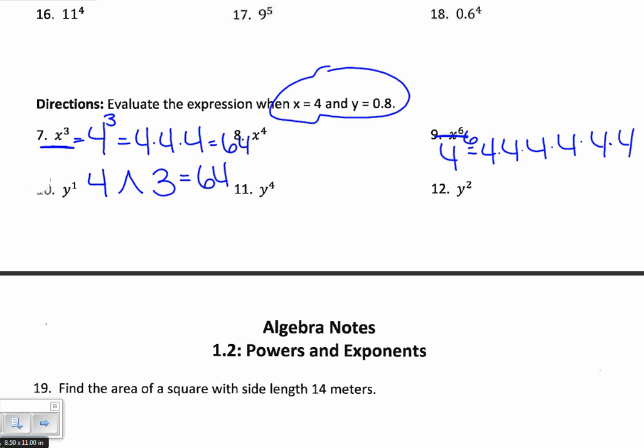Now, I don't know about you, but I don't know what this is off the top of my head. This is where the calculator comes in handy. So I'm going to write 4 caret 6 in the calculator. It will give you the value for you. When you type this in the calculator, you get 4,096.